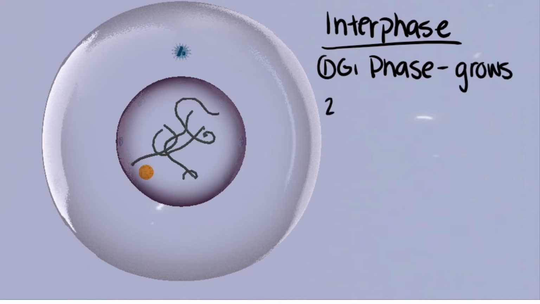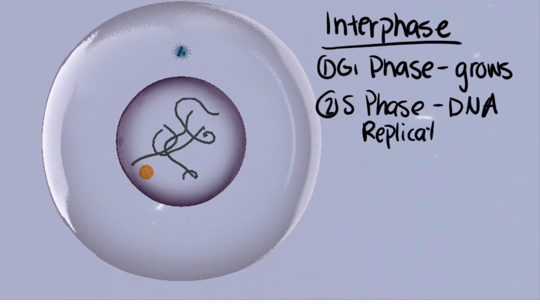The second phase is called the S phase. This is when the cell's DNA is replicated. The DNA is replicated so that each daughter cell can get one set of DNA from the parent.